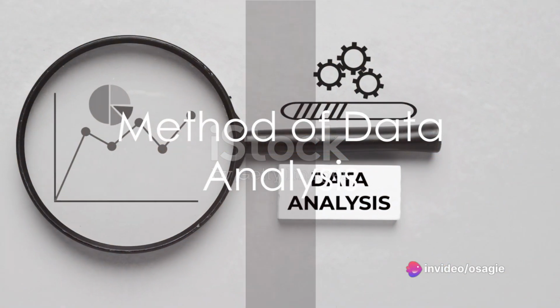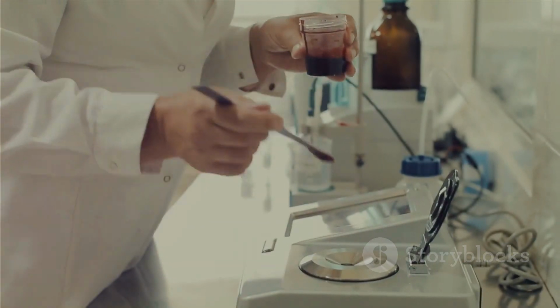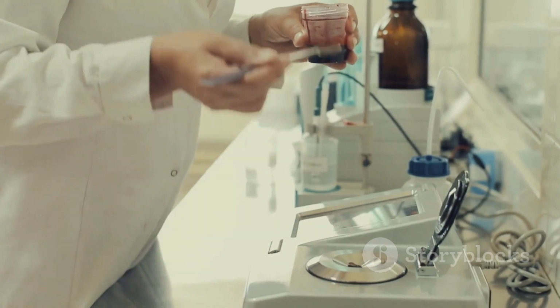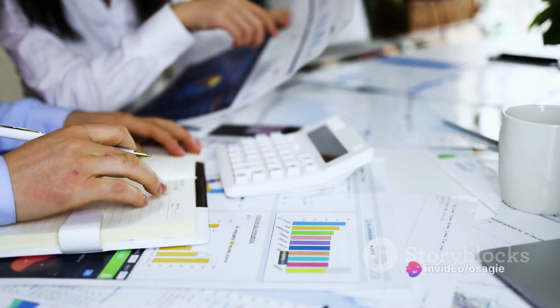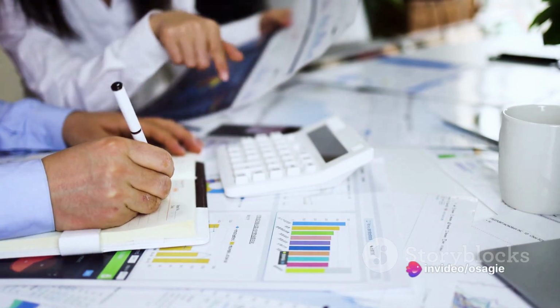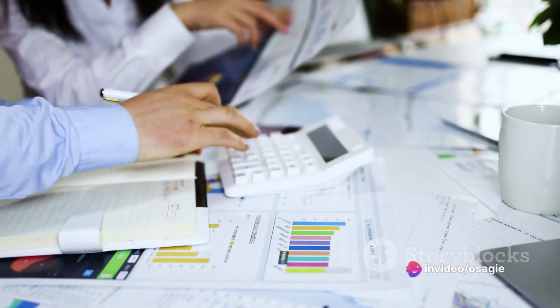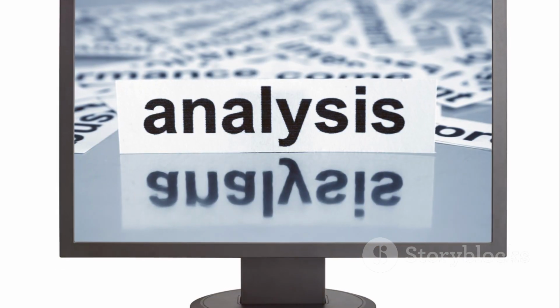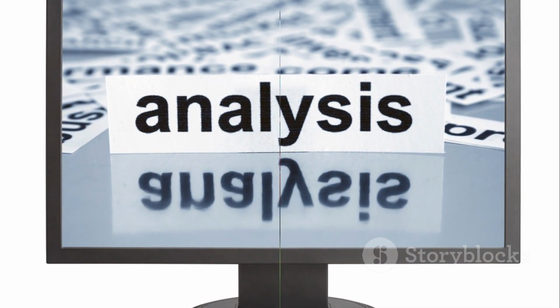Finally, we have the method of data analysis. This section outlines the techniques and procedures you will use to analyze the data you have collected. It could involve statistical analysis, qualitative analysis, or a combination of both. You should explain how your chosen method of data analysis aligns with your research questions and objectives.